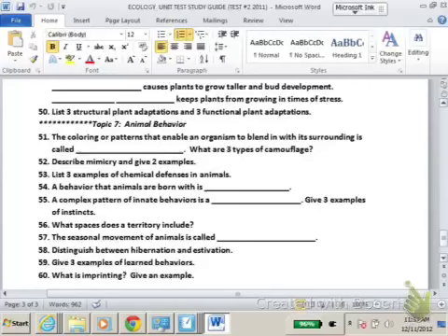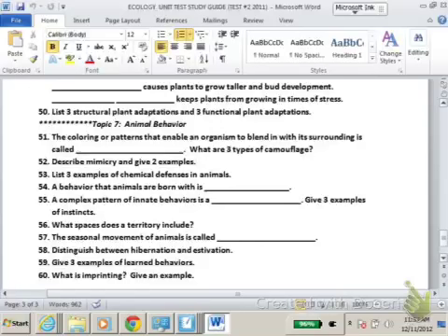Okay, 56, what spaces does a territory include? Remember, it's where an organism lives, where it's going to hunt, where it's going to mate. Okay, 57, the seasonal movement of animals is called migration. 58, distinguish between hibernation and estivation. Basically, hibernation is when animals go into a hiding spot because it's cold. Estivation is where they go into a hiding spot because it's hot. So things that live in the tundra would hibernate, whereas things that lived in the desert would estivate.